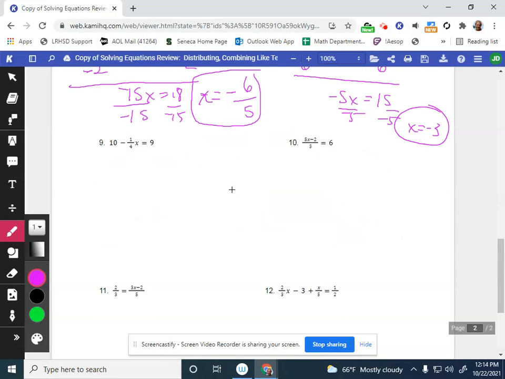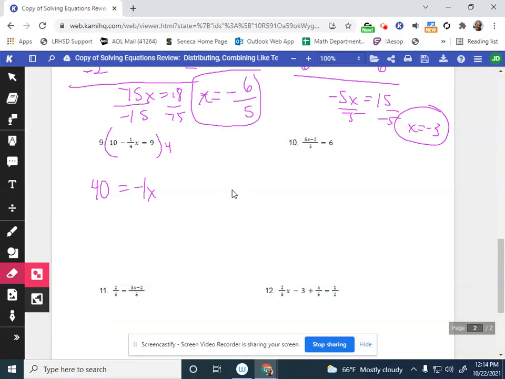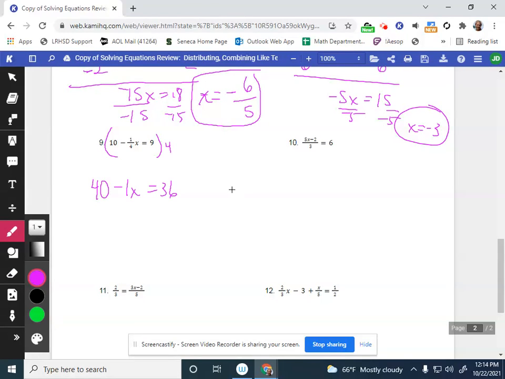All right, number 9, I'm going to multiply everything by 4. I'll have 40 minus 1x equals 36. Subtract 40 from both sides. Negative 1x equals negative 4. And divide both sides by negative 1, so we have x equals 4.